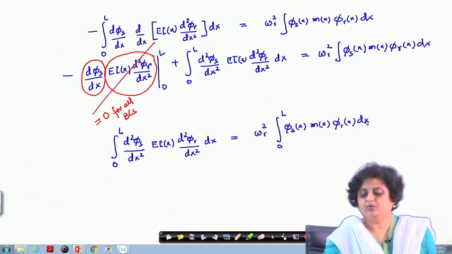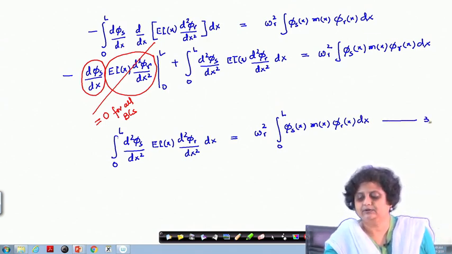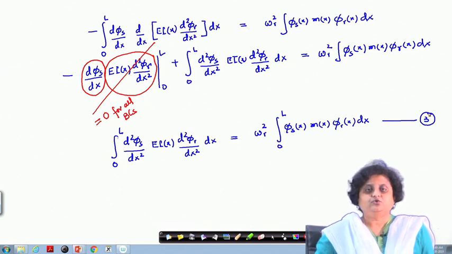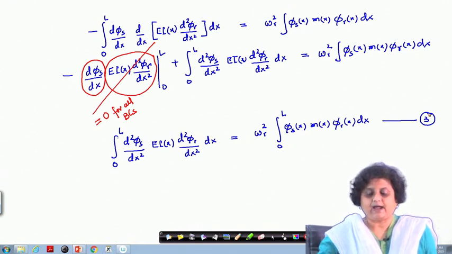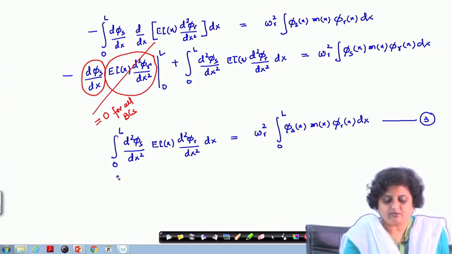This is what we get. Let me call this equation 3. Now, if we repeat the same process, but we start with the equation for the rth normal mode, pre-multiply it with phi r x, then integrate, follow the integration by parts and apply the boundary conditions, we are going to get another equation which is going to look like this.